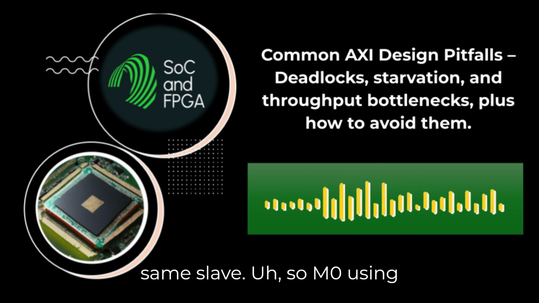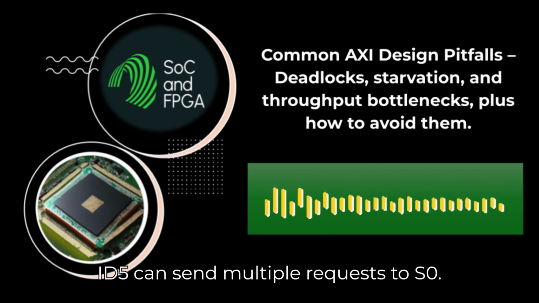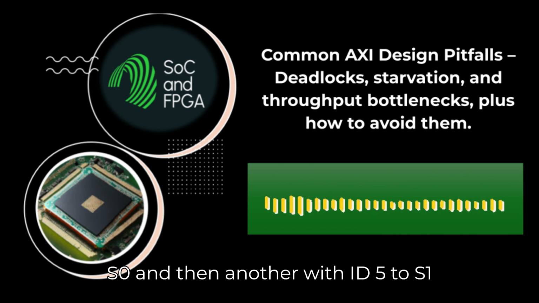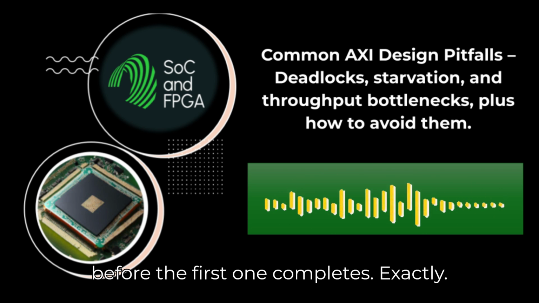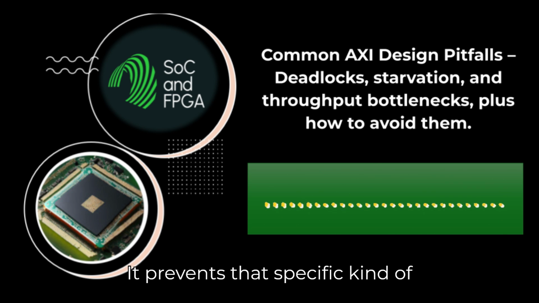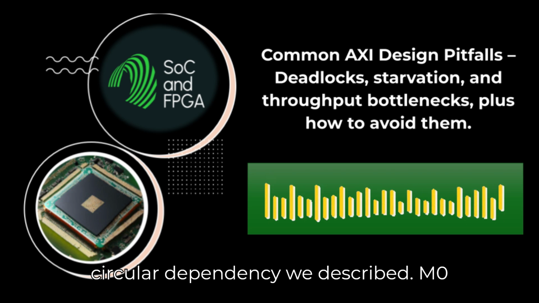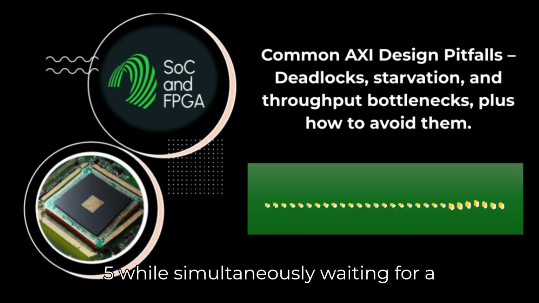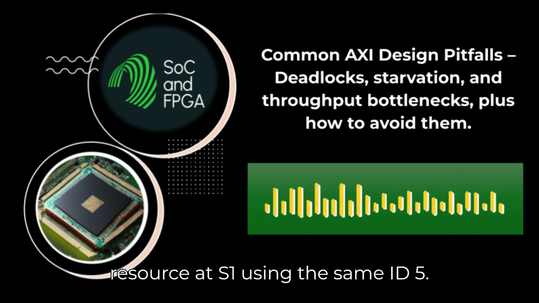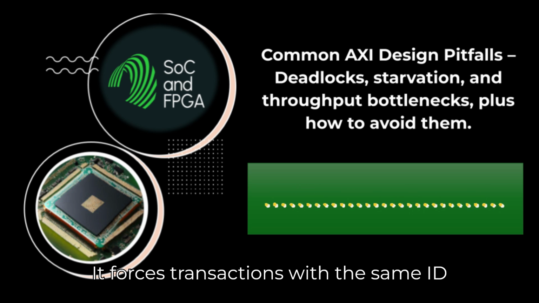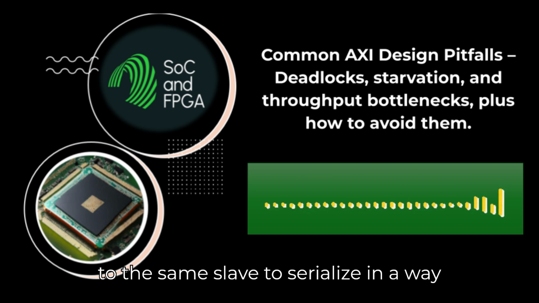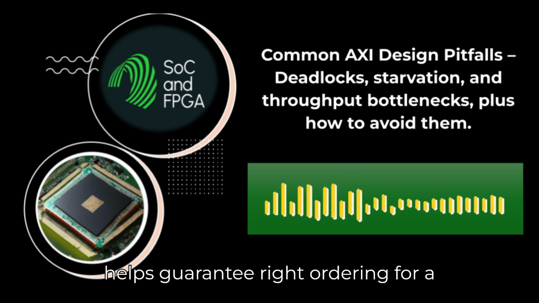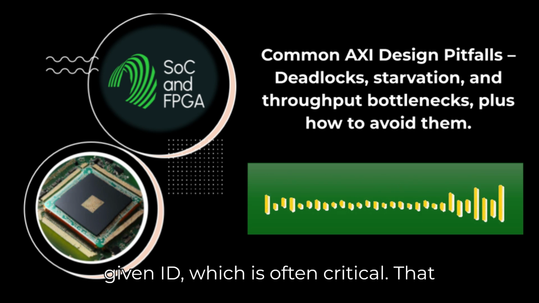So M0, using ID 5, can send multiple requests to S0, but it can't send a request with ID 5 to S0 and then another with ID 5 to S1 before the first one completes. Exactly. It prevents that specific kind of circular dependency we described. M0 can't be holding a resource at S0 via ID 5 while simultaneously waiting for a resource at S1 using the same ID 5. It forces transactions with the same ID to the same slave to serialize in a way that breaks the potential circle. It also helps guarantee write ordering for a given ID, which is often critical.